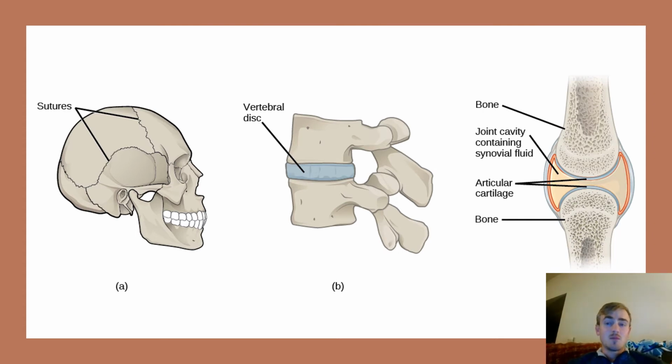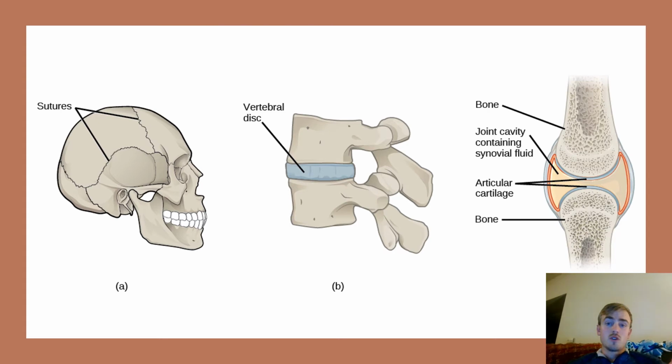The second type of joint is the cartilaginous joint, where the bones are slightly movable, termed amphiarthrosis. And within a cartilaginous joint, the bones are connected via cartilage. So an example of this would be the joints between the vertebrae.